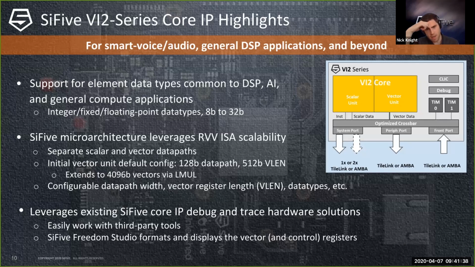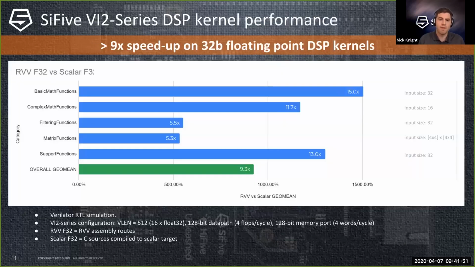Now, with a 128-bit data path and 32-bit floats, that means you could do 4 floats per cycle, right? So you expect a vector speed up to give you 4x. No, it's actually a lot higher, because remember, we have a wider memory port, and we have separate vector and scalar pipelines, separate compute and memory pipelines. So you can actually get a much larger speed up than you might think naively on, for example, some floating point DSP kernels here.